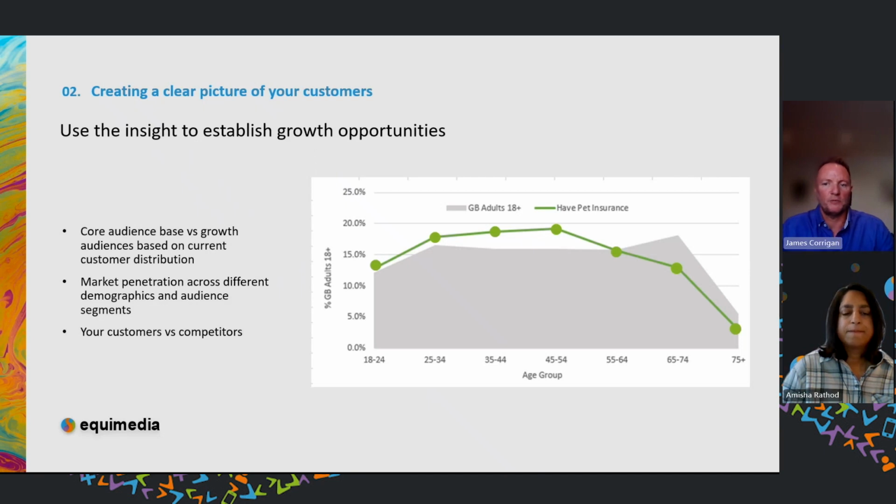Now we know more about our customers, who they are, and where the growth opportunities lie, we can focus our efforts on developing customer personas, which can feed into your marketing strategy and make it more effective. Amisha's now going to talk through how we bring this to life and apply the thinking to live campaigns.